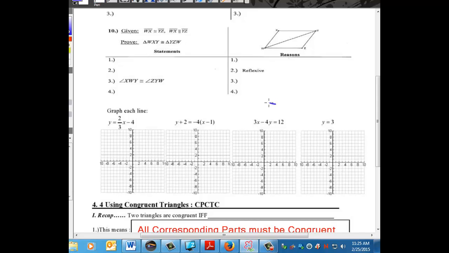We're going to call this triangle CAT. We'll put C, A, and T. And we're also going to draw a triangle DOG. And D, O, G. And let's say that on these two shapes, you were told that AC is equal to OD, angle C is equal to angle D, and CT is equal to DG.